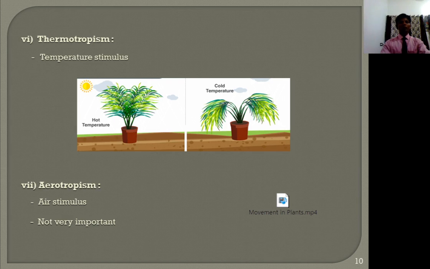The plant movements which occur towards the air, means towards the concentration of oxygen, are called aerotropic movements. In other words, the tropic movements which occur in response to the air, means in more concentration of oxygen, are called aerotropic movements, and the phenomenon is called aerotropism. The last two, the thermotropic and aerotropic movements, are not very important because these movements are not commonly seen in the plants. Here we have completed the tropic movements.